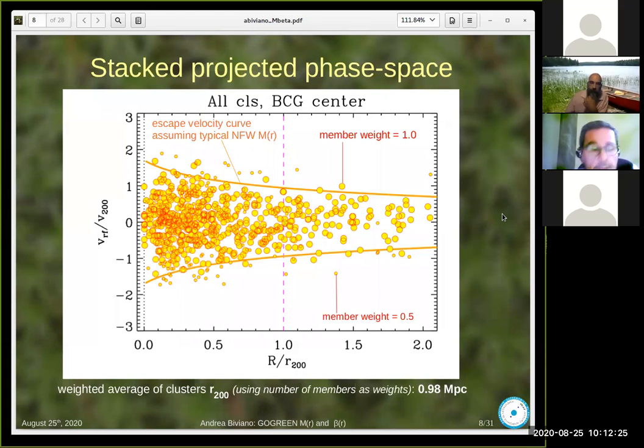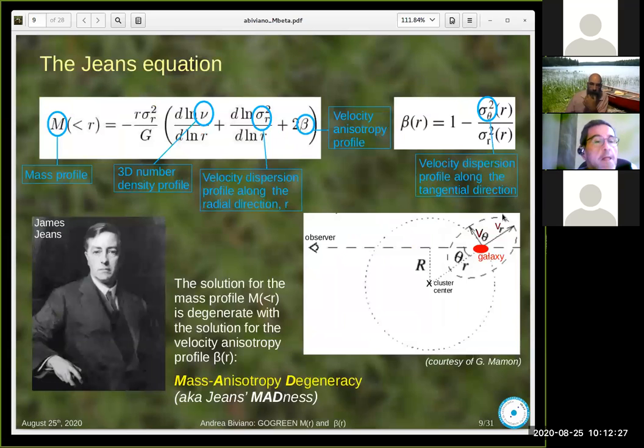It's always 1. Okay, so the Jeans equation, as usual, you want to relate the observables to the mass profile and to the velocity anisotropy profile. And without going into too much detail, there is the 3D number density profile here, the velocity dispersion along the radial direction, and this beta, which is defined as 1 minus the ratio of the kinetic energy in the tangential direction of the motion and the radial direction of the motion of the galaxy.